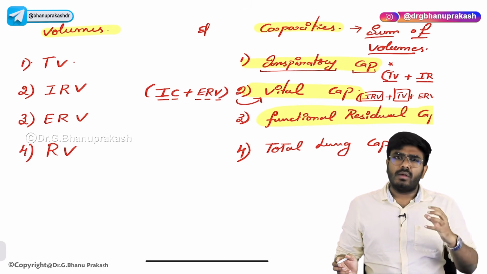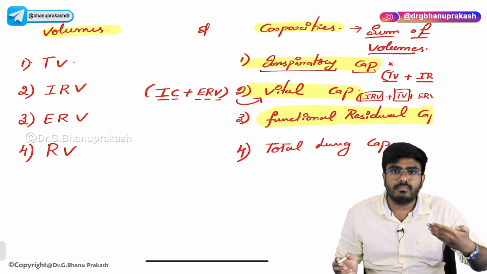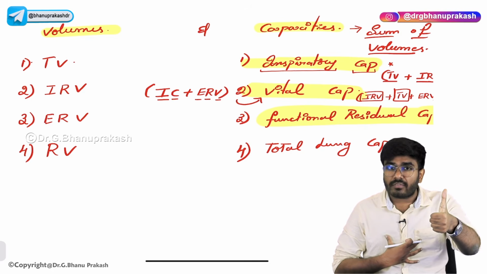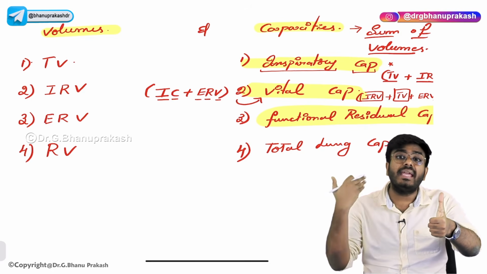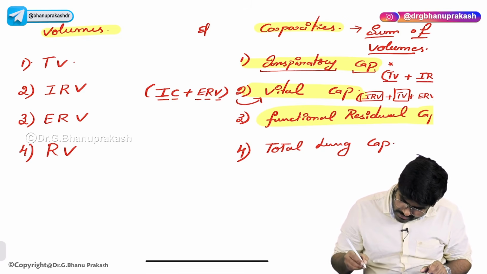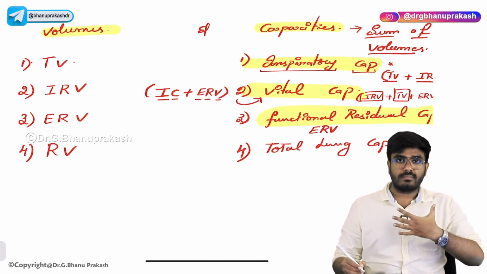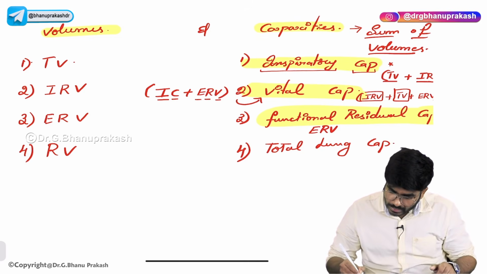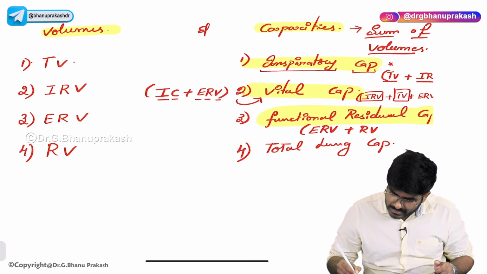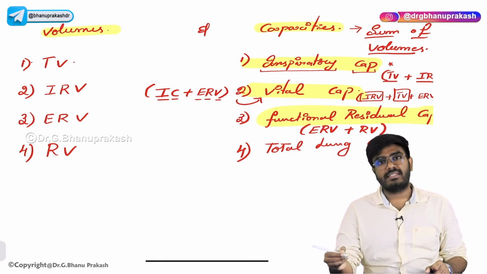How much is there? There is some amount of air which you can take out with effort, that is the expiratory reserve volume. And all the time there will be some amount of air inside your lungs which cannot be taken out even with effort. So in the lungs during resting state you have expiratory reserve volume, which I can take out, and residual volume, which I cannot take out. If you add them, that gives you functional residual capacity.